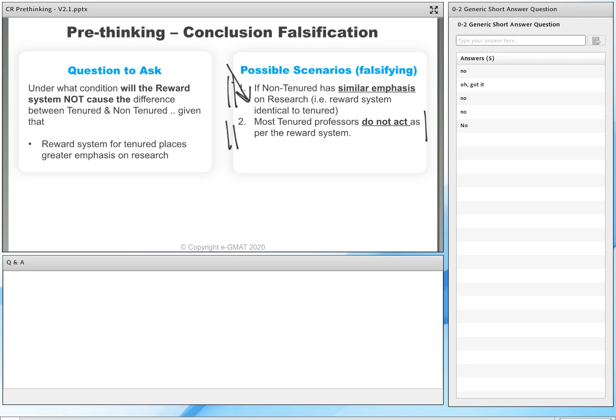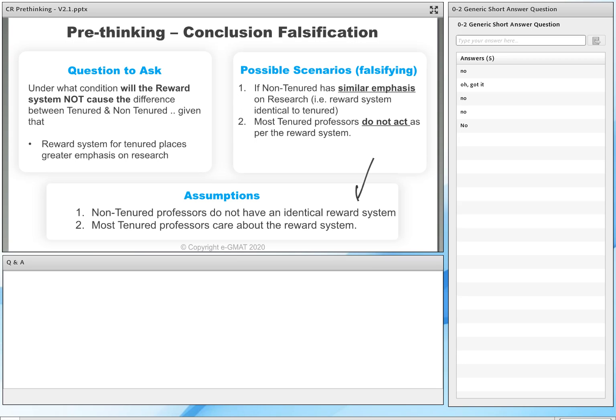A second piece, what if you build a reward system, but people don't act as per it? So if there's data that says, hey, most tenured professors don't care about the reward system, that's not how they decide whether to focus on teaching versus research. Okay. So if these are scenarios in which my roof caves in, my conclusion breaks down, then what are my assumptions? These things are not possible. Non-tenured professors do not have an identical reward system, and most tenured faculty do care about the reward system. Okay. These are 2 assumptions.